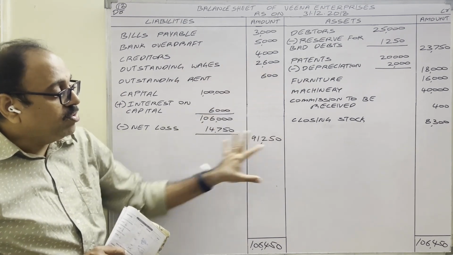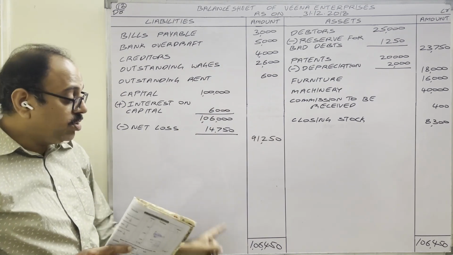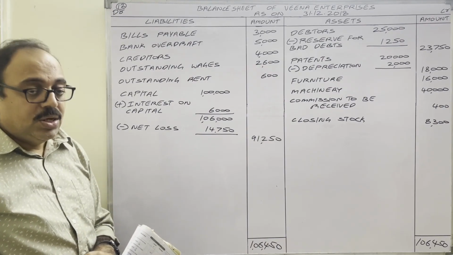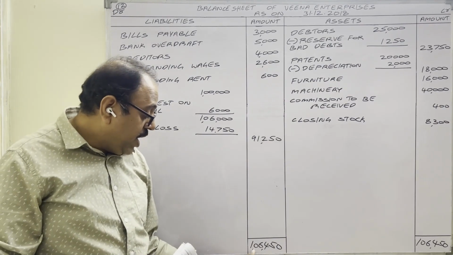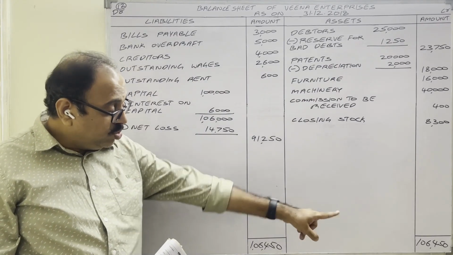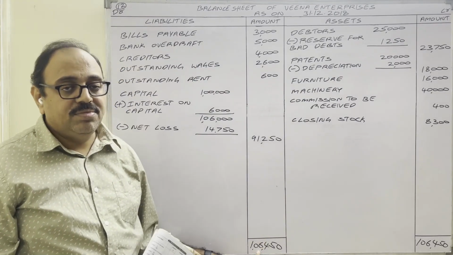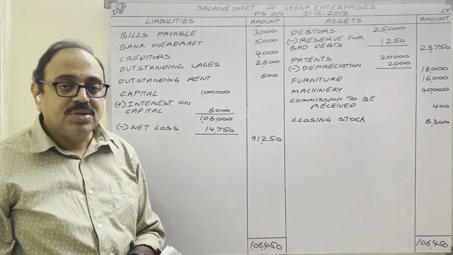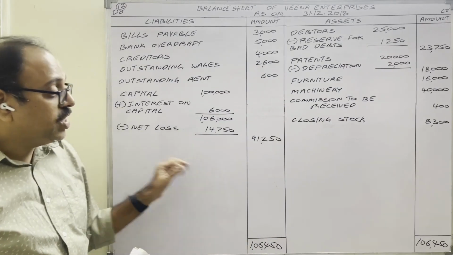So everything we have shown. Finally, find out the totals of the two sides. Two sides total 1,06,450. Thus, two sides total should be equal. Then only our problem is correct. So take a screenshot of this balance sheet.